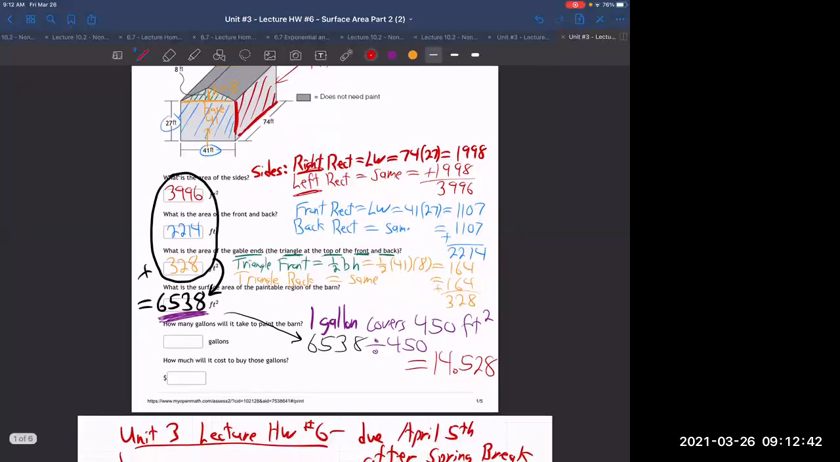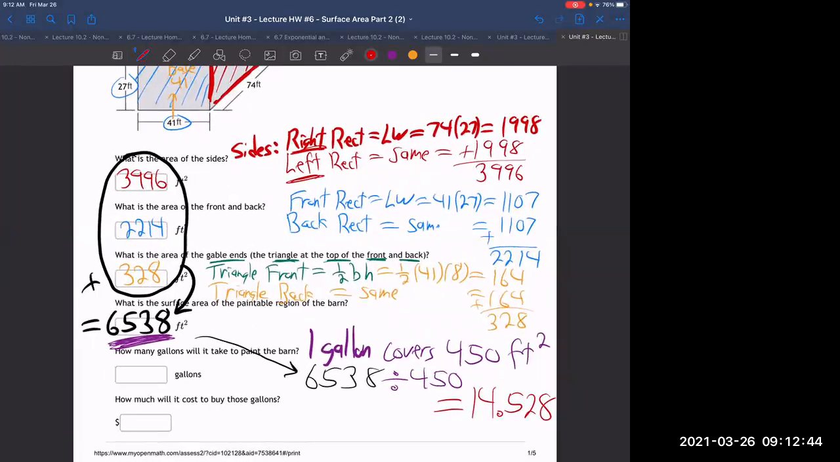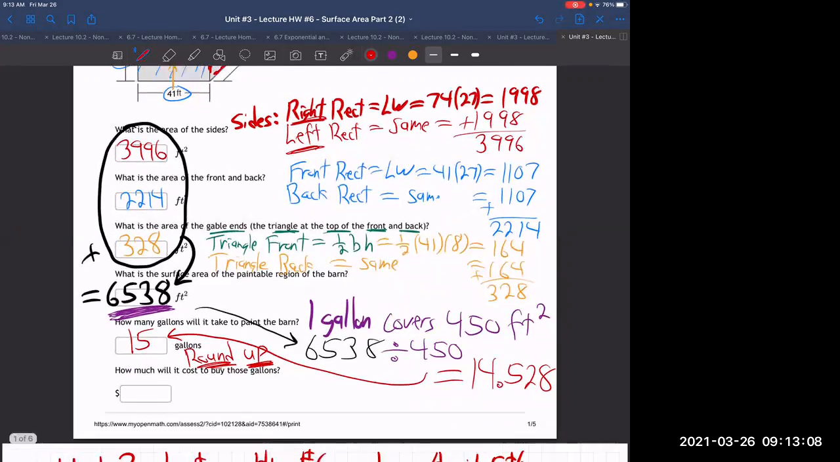We should for sure round up, right? Because you can't buy 14.5 gallons of paint. So they mean like literally at the store, at Home Depot or wherever, hardware store, Ace or whatever, how much paint, how many gallons of paint are you going to have to buy? You got to round that up. Even if that was 14.1, does that make sense? I want to make sure I'm clear here.